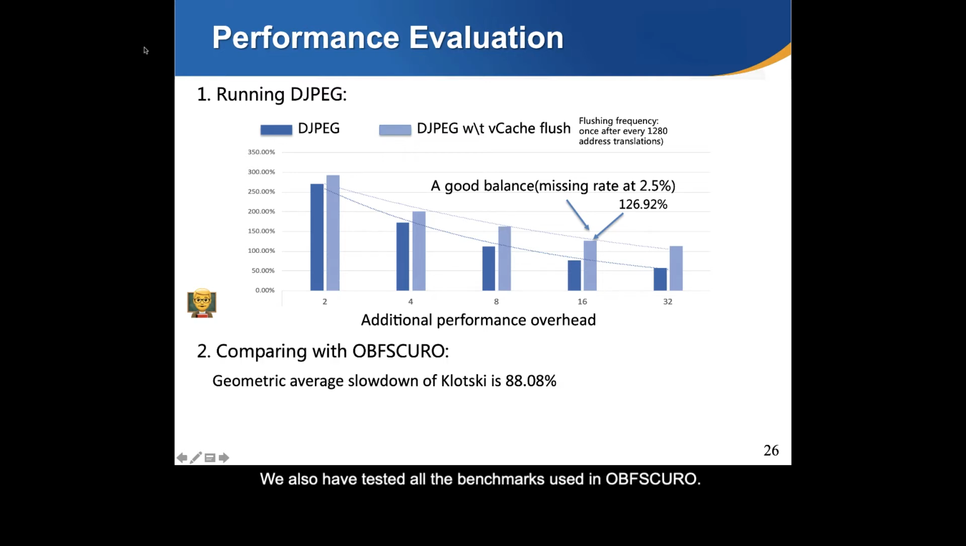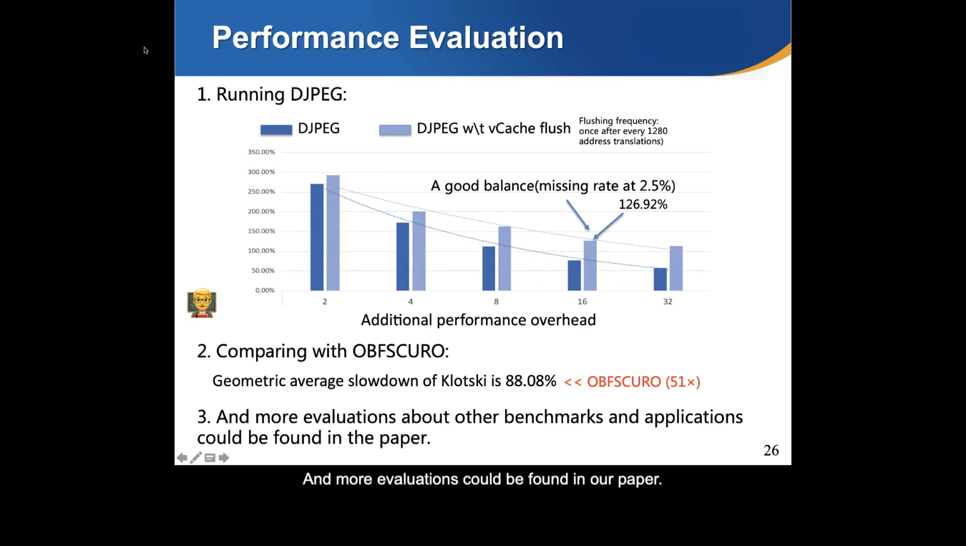We have also tested all the benchmarks used in Obfuscuro, since the benchmark programs are very simple. We used 4K vcache sizes. The geometric average slowdown of Closkye is 80%, which is much better than theirs, 51 times overhead, and more evaluations could be found in our paper.